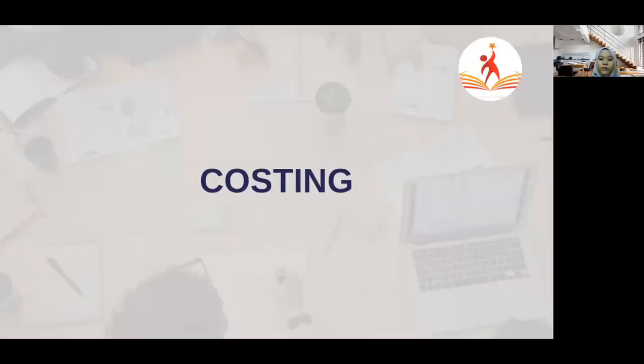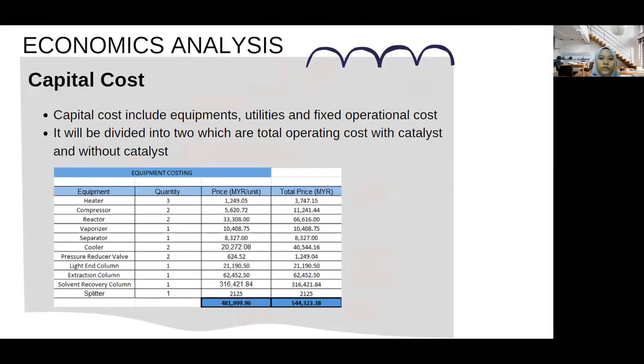Next, we will move to the costing part, which includes capital cost, working capital, utilities costing, cash flow analysis, and market analysis. For the first one, which is the capital cost, it will include the equipment costing, utilities, and fixed operational costs.